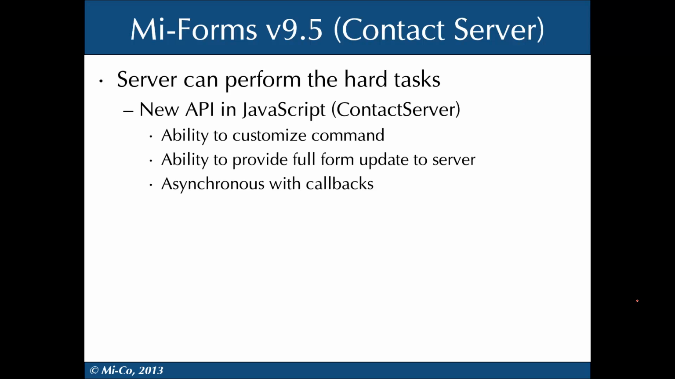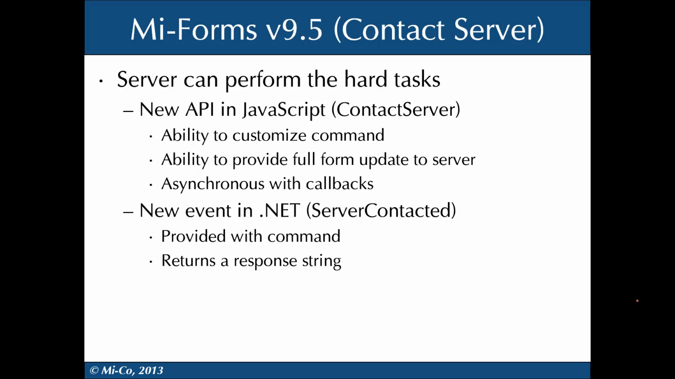So first, on the JavaScript side, there is a new API. We call it Contact Server. This gives you the ability to customize a command, the ability to provide a full form update to the server, and also receive the response back asynchronously, both in the success and the fail case. On the .NET side, we've created a new event called ServerContacted. This is provided with the information that's passed from the JavaScript side and allows us to return a custom formatted string back to the client application as needed.